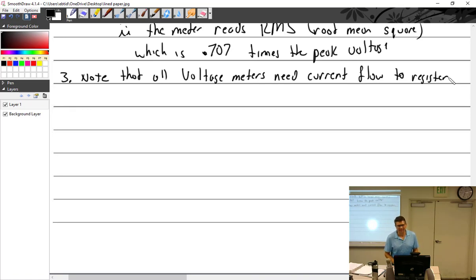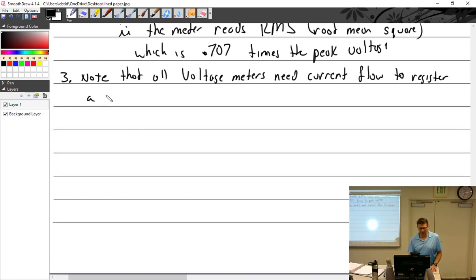Everybody follow? Not lying to me. All right. So you need current flow for the meter to work. And what's going to make the needle go further to the right? More current flow.